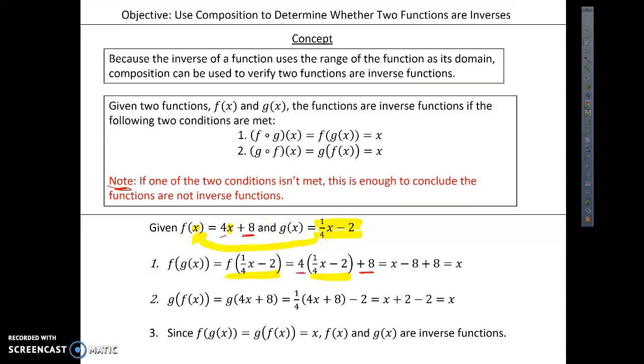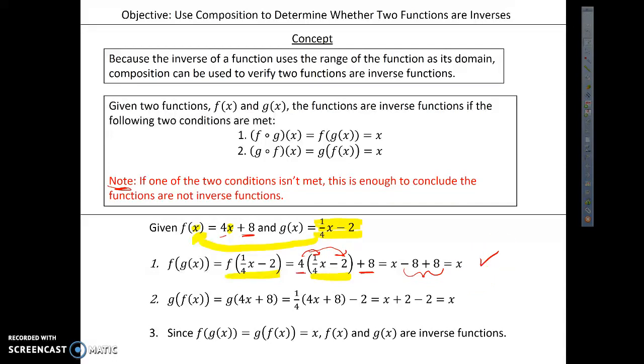So now that we've done this, we can simplify. I can distribute my 4 times 1/4 x. That's just going to produce my x, and then 4 times -2 gives me a -8. My plus 8 from my previous function comes along for the ride, and you can see here that these two pieces cancel, leaving me with just x, which is what we want.